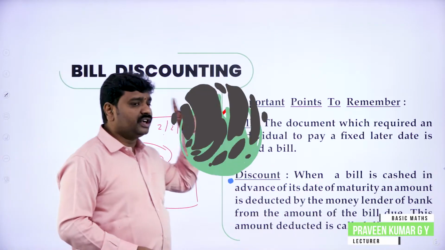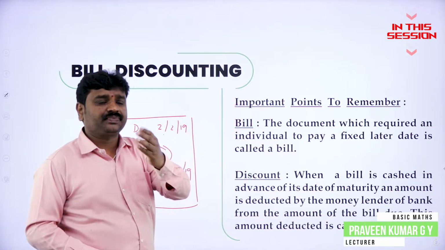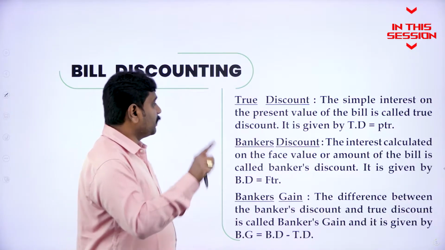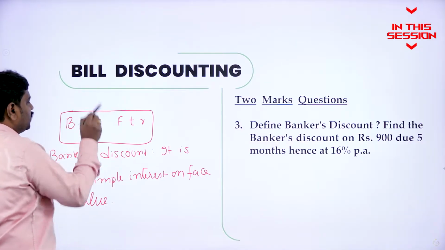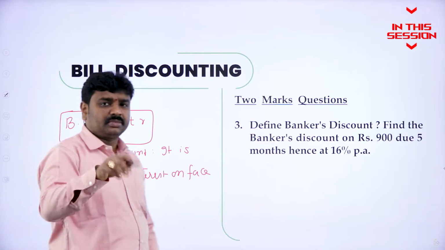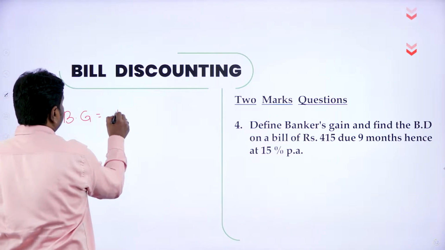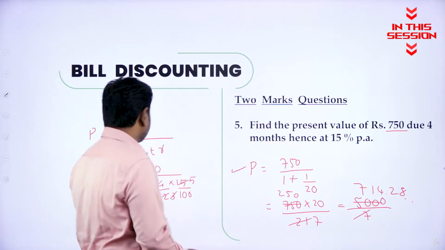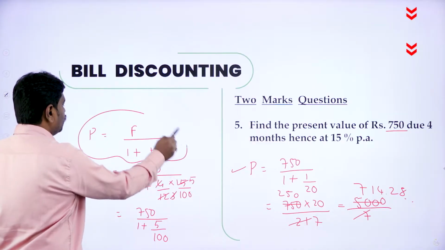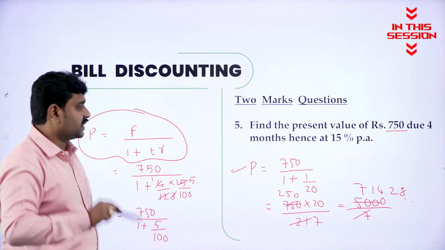which requires an individual to pay a fixed later is called as what? Bill. This is bill. The simple interest calculated on present value is called as true discount. On face value, all of you know what is meant by face value? The value present on the bill, or the value what you get after the maturity of the bill is called as face value. Bankers gain the difference between banker's discount and true discount. The formula, what is the formula? P is equal to F by 1 plus T.